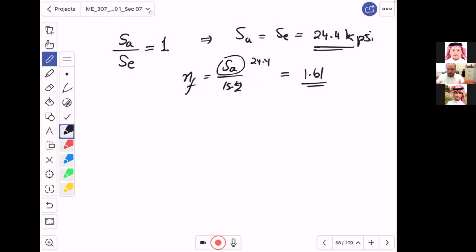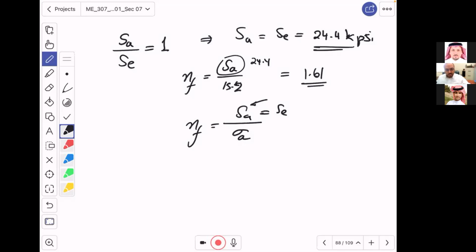Yes. In short, if you have a negative mean stress, the factor of safety nf is equal to SA divided by sigma A. What is SA? SA is supposed to be the same as the endurance limit. That's it.